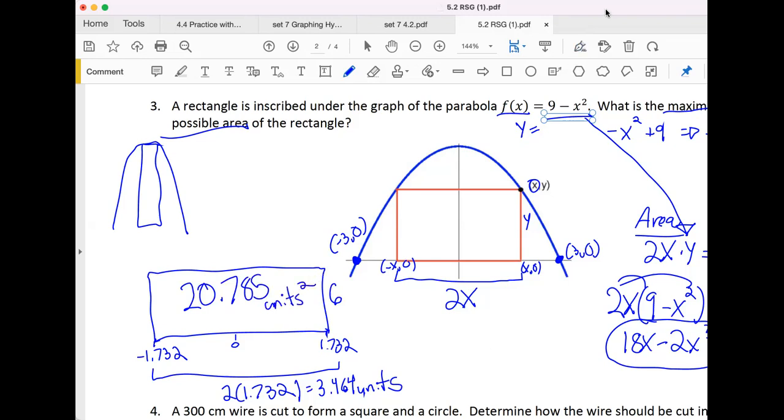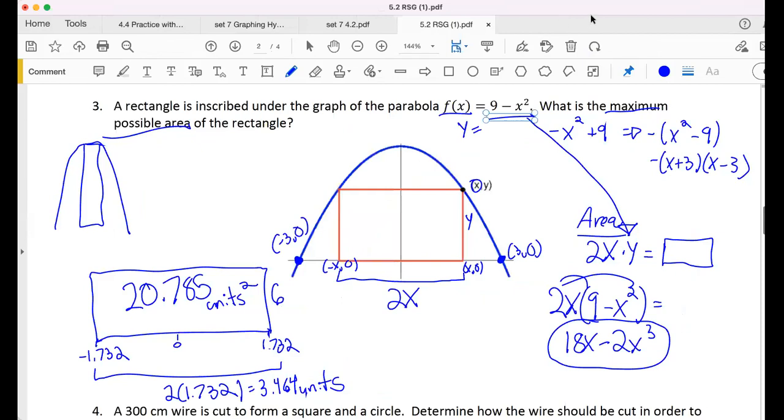I like this problem. I think it's cool. I think it's a good one. Ties in a lot. Totally capable of it.